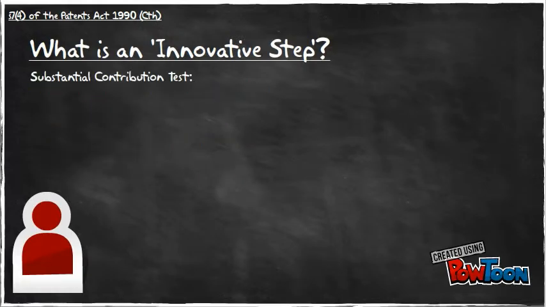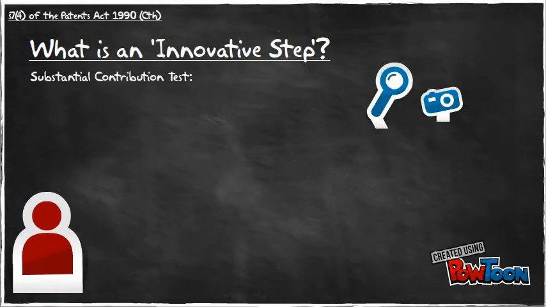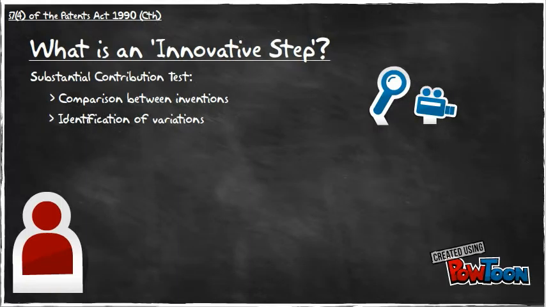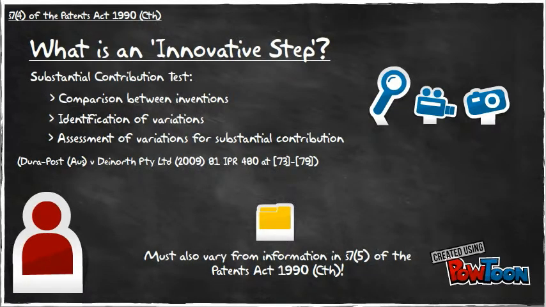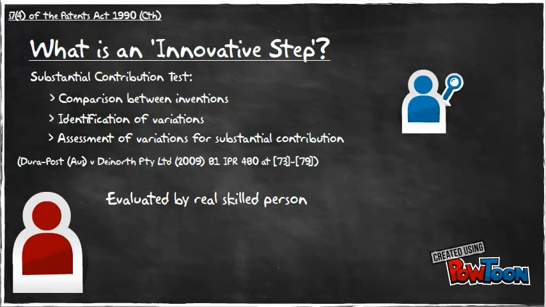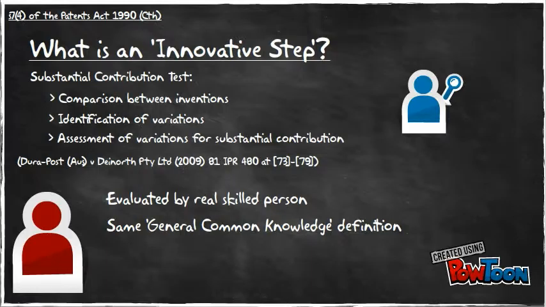The process for determining whether a substantial contribution has been made involves a comparison between the current invention and past inventions. This is to determine the variations that exist between the two. Any identified variations are then assessed to determine whether they make a substantial contribution to the invention. Similar to the inventive step test, a real skilled person evaluates the invention. This skilled person is regarded to have the same kind of common general knowledge defined in the inventive step test. As such, each innovation patent is decided on a case-by-case basis.